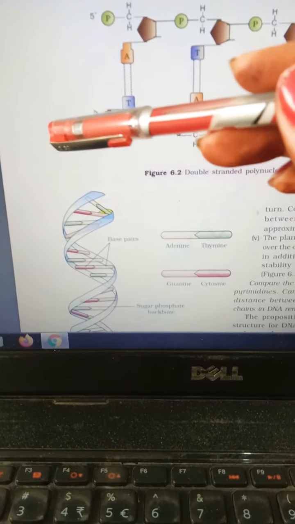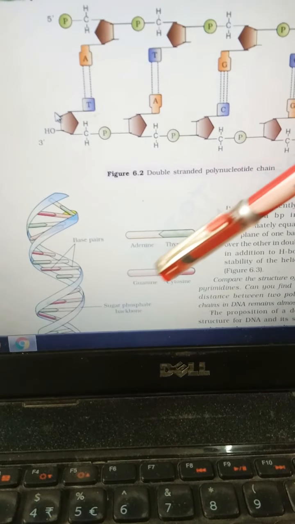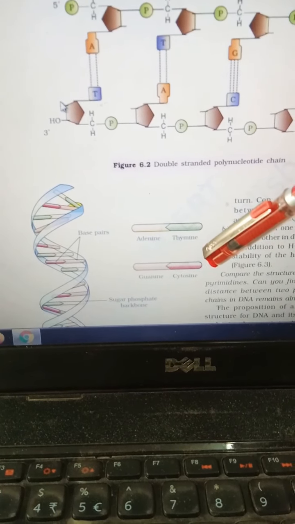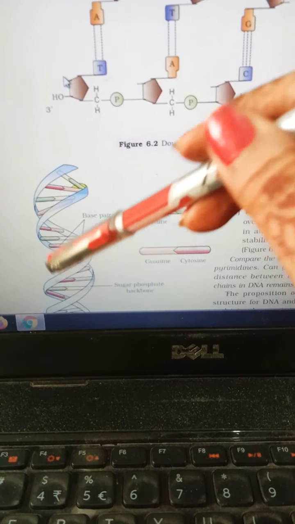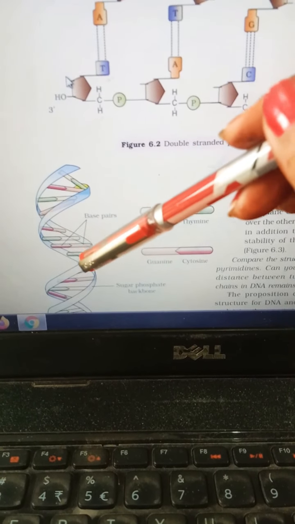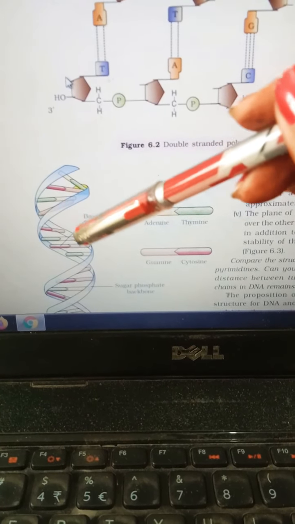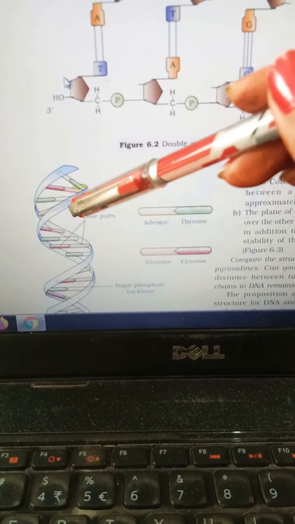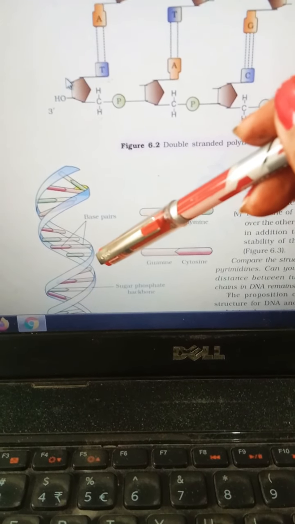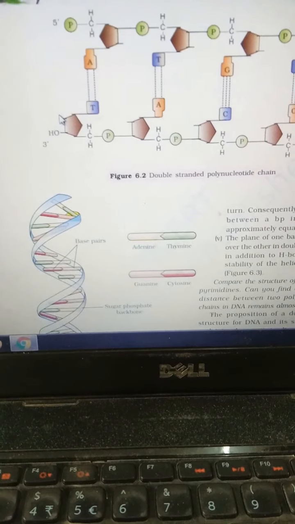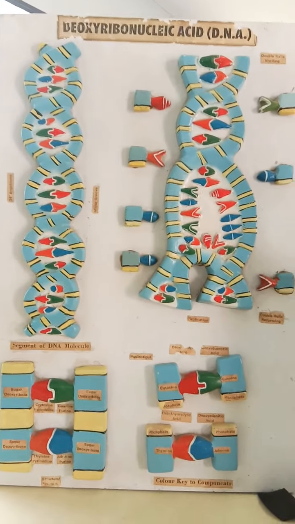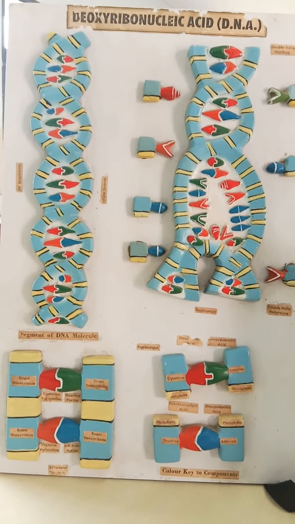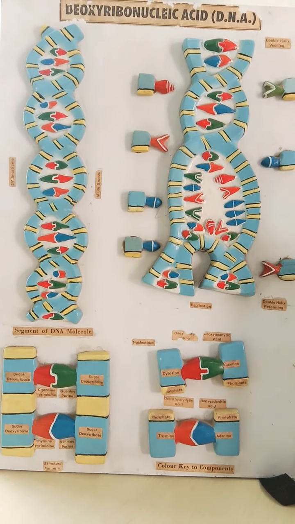You can see here A always pairs with T, G always pairs with C. And this is the double helical structure. Base pairs are stacked in each. Different types of DNA have a different number in each turn. This is the major groove, this is the minor groove. So you can learn the different dimensional terms. This is all about the double helical structure. This is the basic concept. So this is all about DNA. Goodbye.